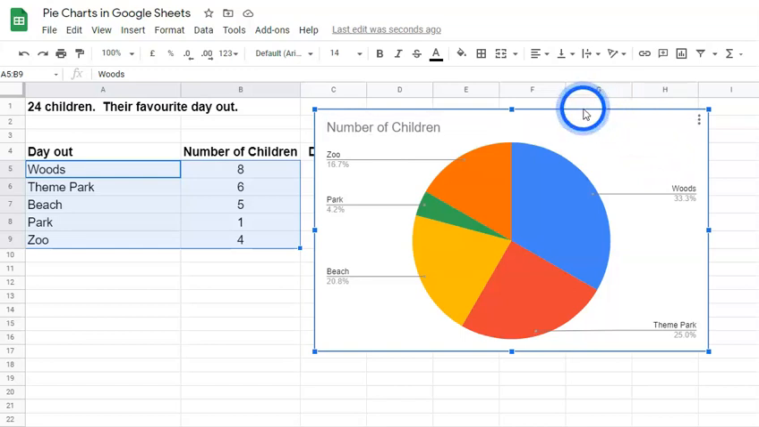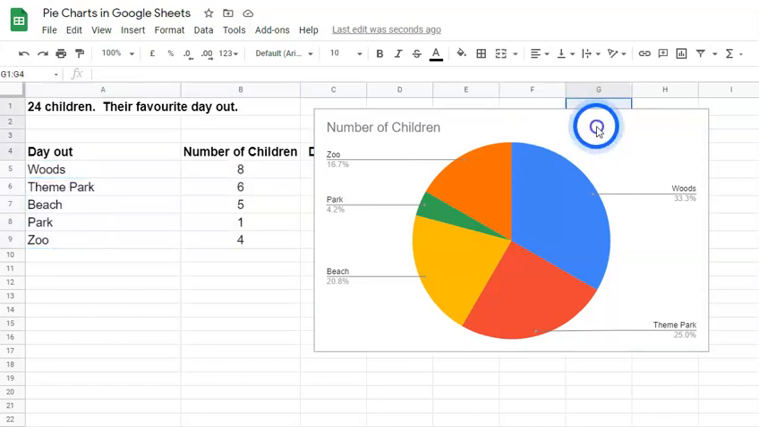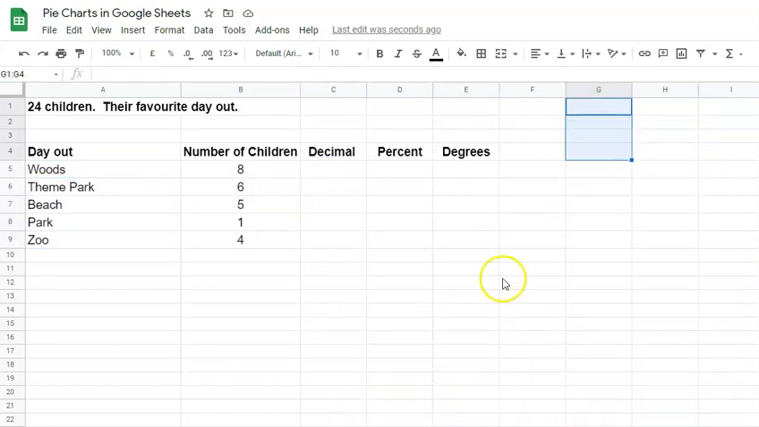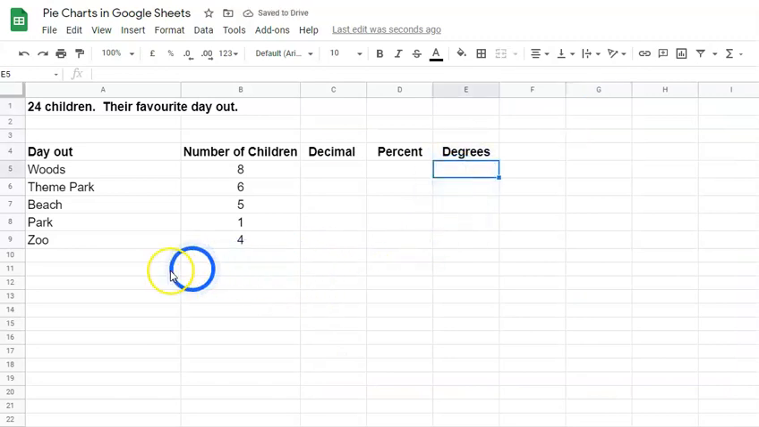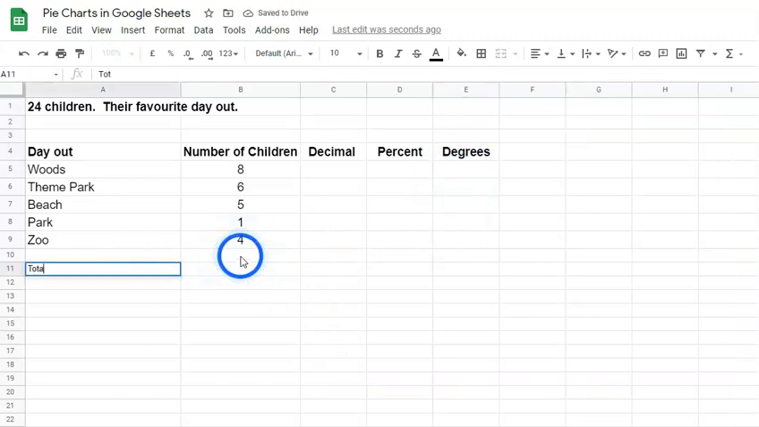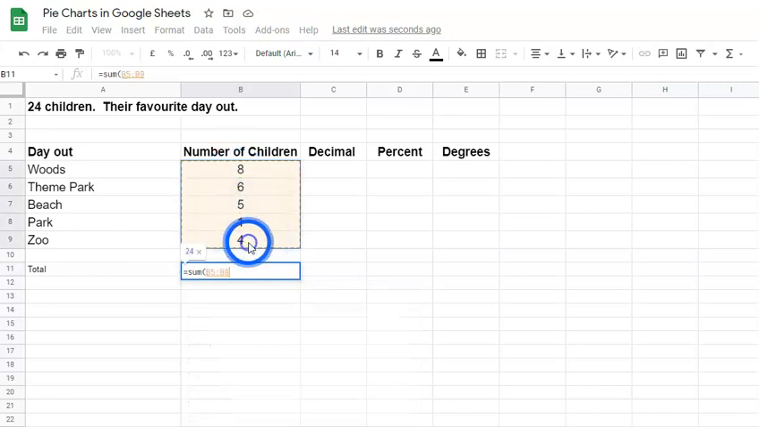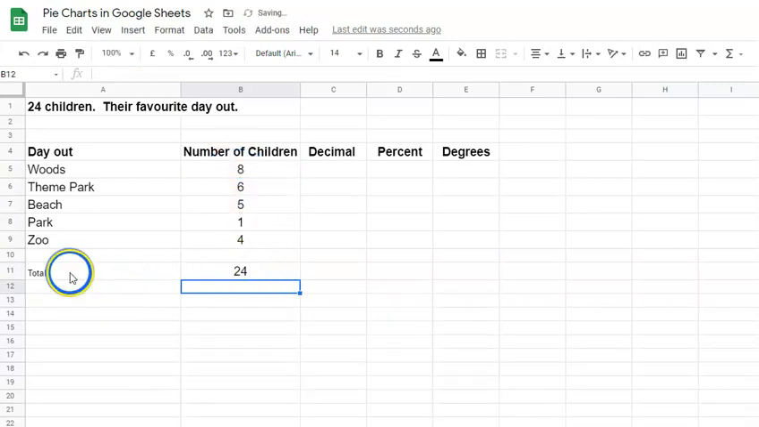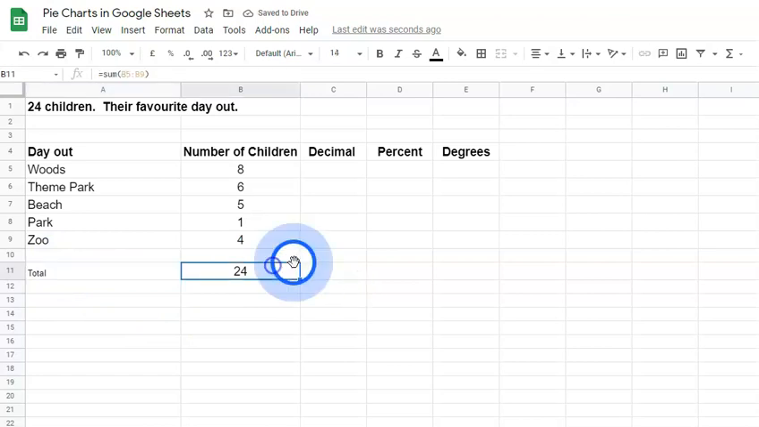I'm just going to show you a couple of other things that are important if you're thinking about pie charts, and especially if you're working on paper, not on a computer. So I'm going to pull that out of the way and just show you a few things that are important. We need a total here. Remember, the total is the sum, equals sum, and then we're going to add up that column, and that should give us the 24 that we have. Yes, it does. So those are our 24 children. You'll see why in a second.